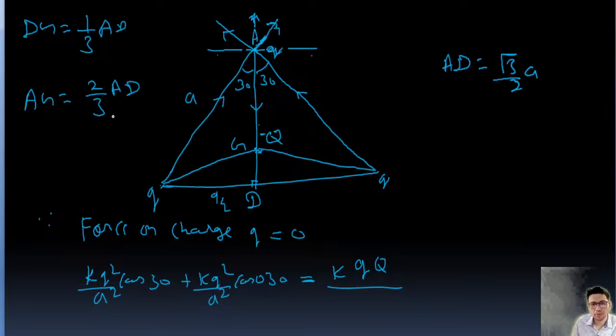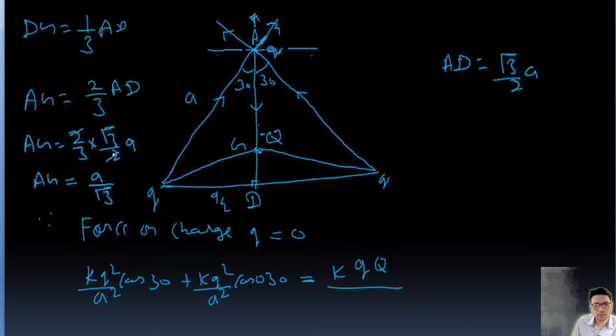Now the AD value is this. Now AG is going to be 2 by 3 into root 3 by 2 A. So 2 will get cancelled, and this is going to be A by root 3. Okay, so AG is A by root 3. Very simple, right? So we'll put here A by root 3 whole square, right?